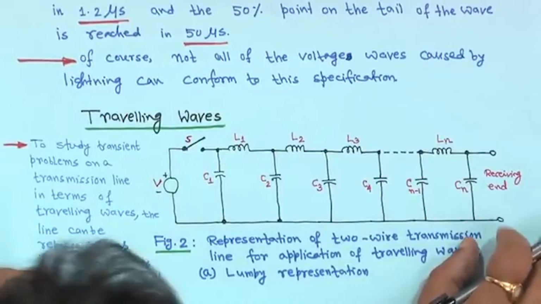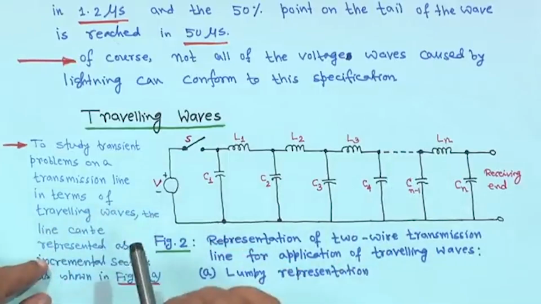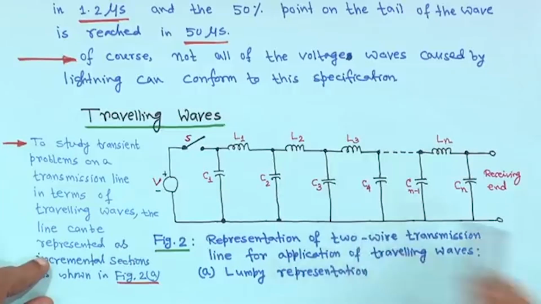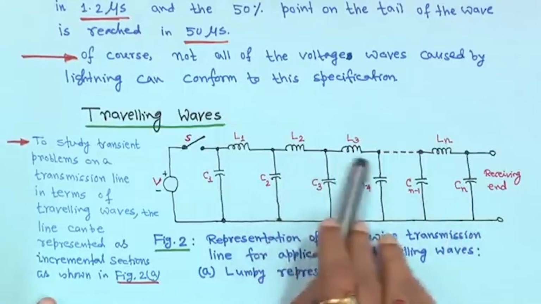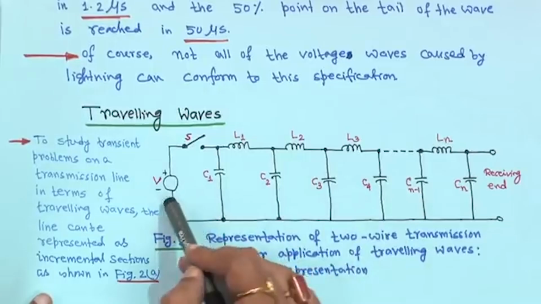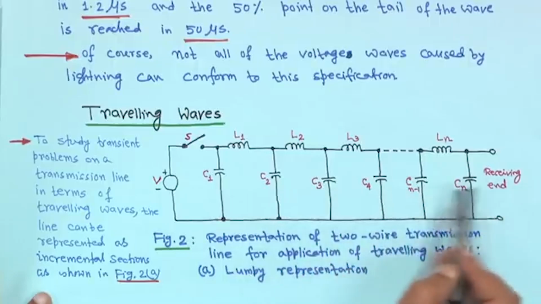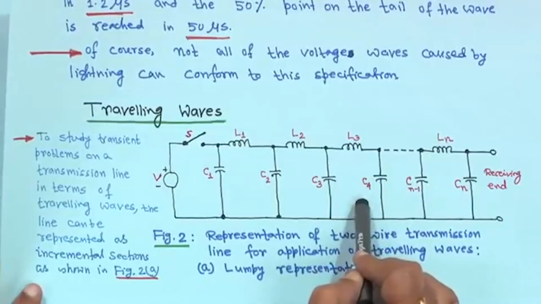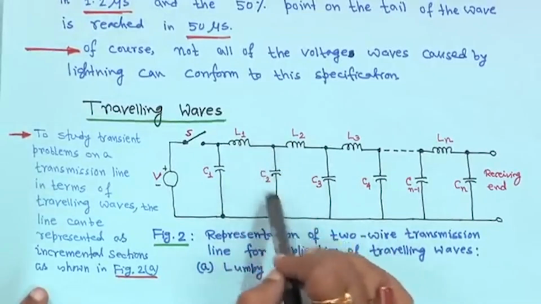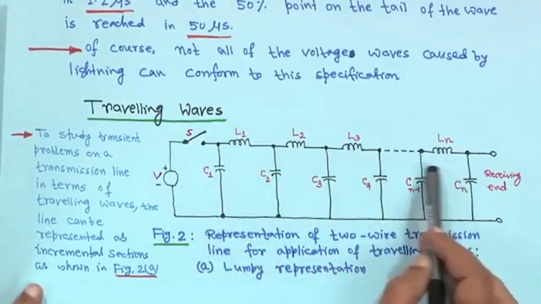Now, the travelling wave. Before telling you all sorts of things, a voltage source is given, and this is a representation of a two-wire transmission line for the application of travelling waves, a lumped representation. Suppose you have a transmission line, with resistance neglected for the time being. This is the sending end and this is the receiving end, with capacitances C1, C2, C3, C4, C5, up to Cn, the charging capacitances line to ground, and inductances L1, L2, L3, up to Ln, where the line is divided into infinitesimally small sections.